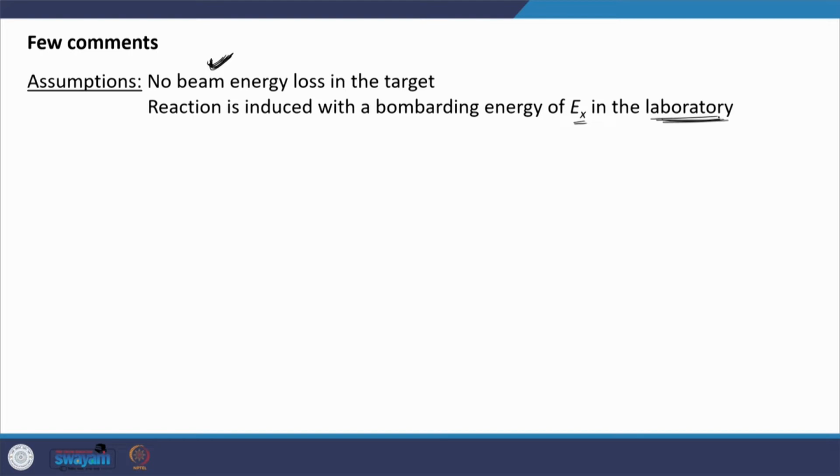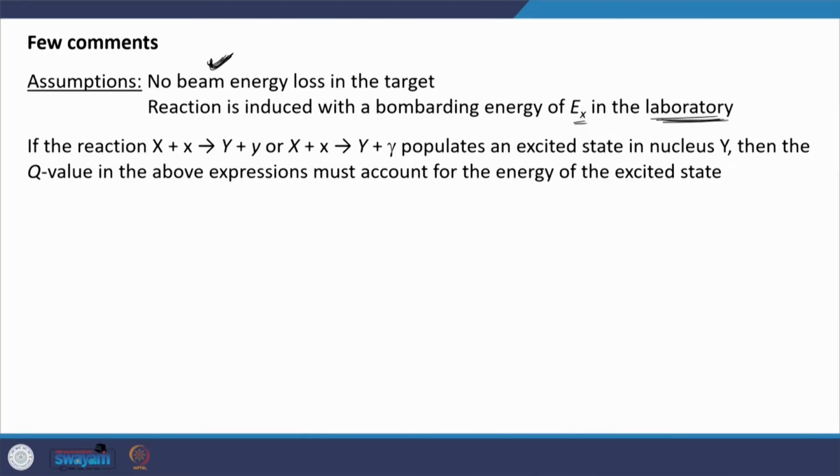So, next I will discuss the relation between laboratory and center of mass frames of reference when we deal with the energies and the angles. Alright. So, with these assumptions, what are the comments I would like to make? The projectile, after reacting with the target nucleus capital X, may give particles or nuclei with rest masses, or particles with no rest mass like gamma. So, it is a general case I am discussing.